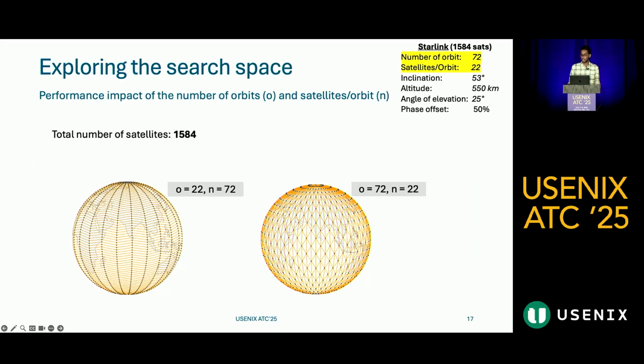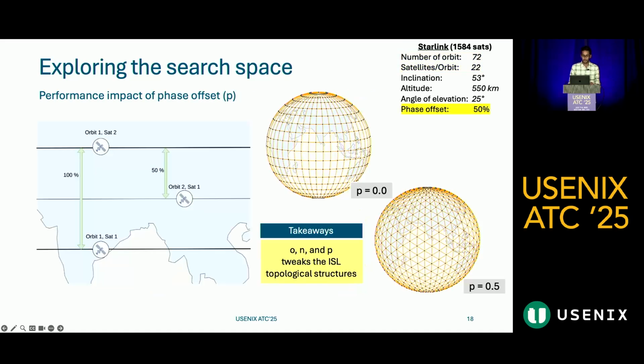Now, in a constellation, given a budget or number of satellites, it's always arranged in a number of orbits O, and number of satellites per orbit N. And these are two examples. We could, of course, have many such choices. Then, phase offset P is the relative positioning of satellites between two consecutive orbits.